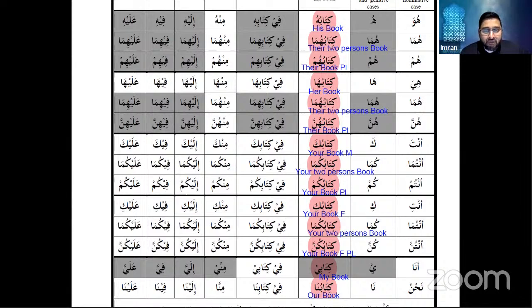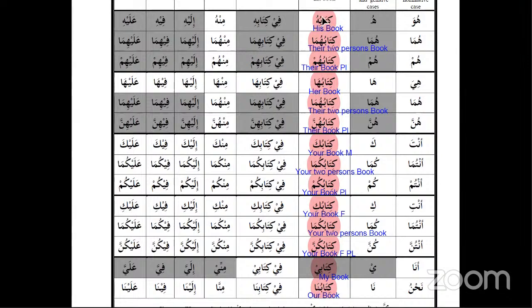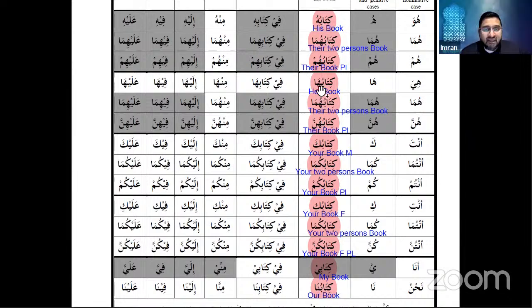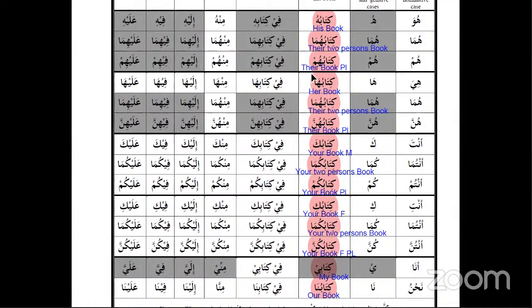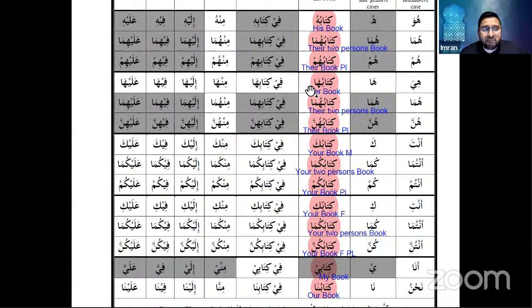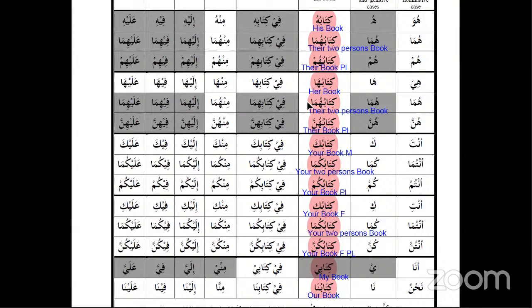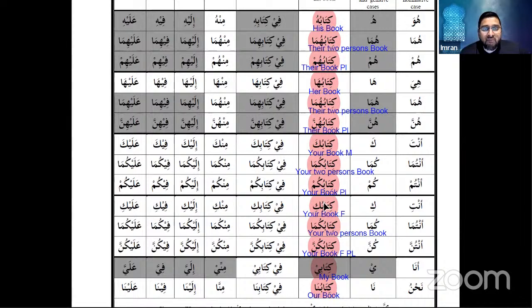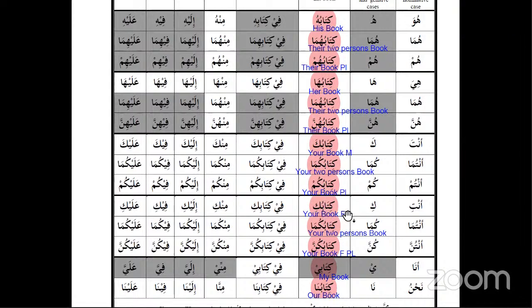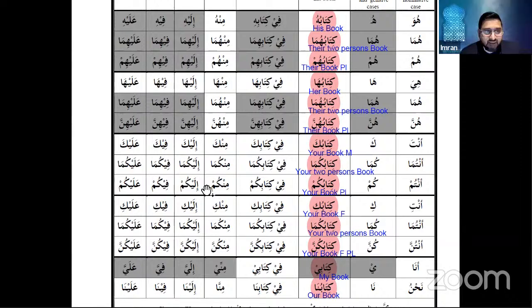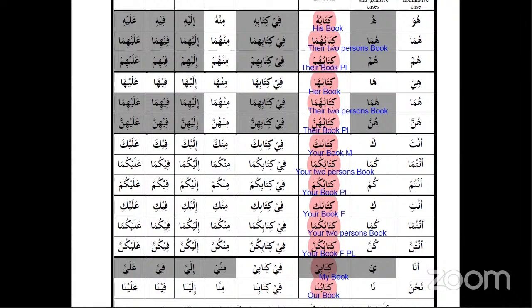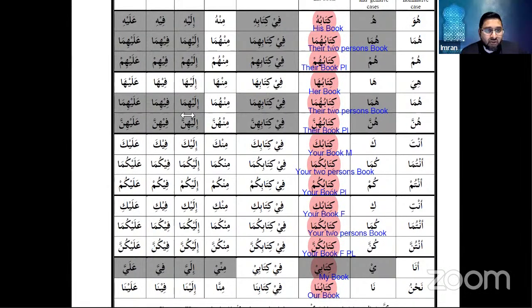How do you say my book? Kitabi. How do you say his book? Kitabuhu. How do you say their book, plural for masculine? Kitabuhum. And her book, one female. Kitabuki. Your book, correct. And your book, one masculine. Kitabuka. Correct. Ahsanti. And how do you say their book, all female? Kitabuhunna. Excellent. Jazakallah.